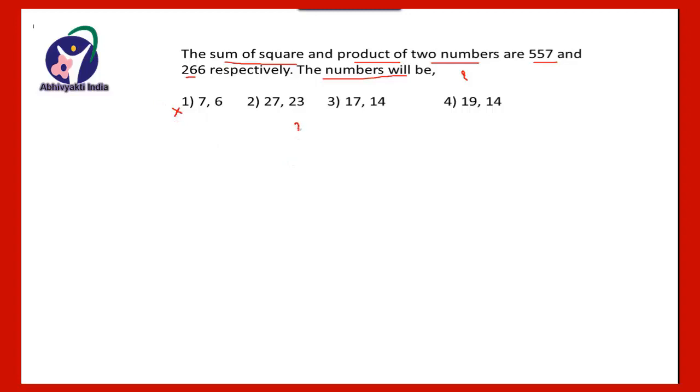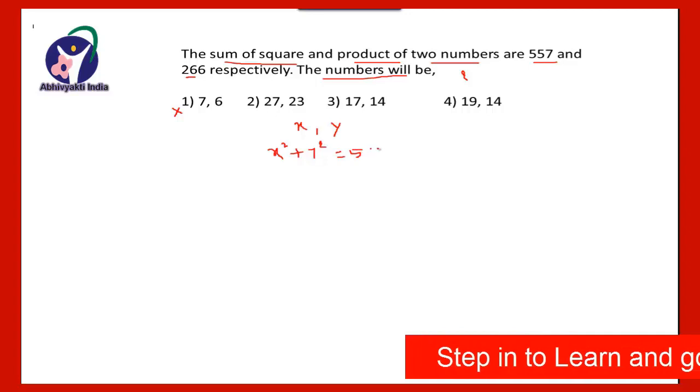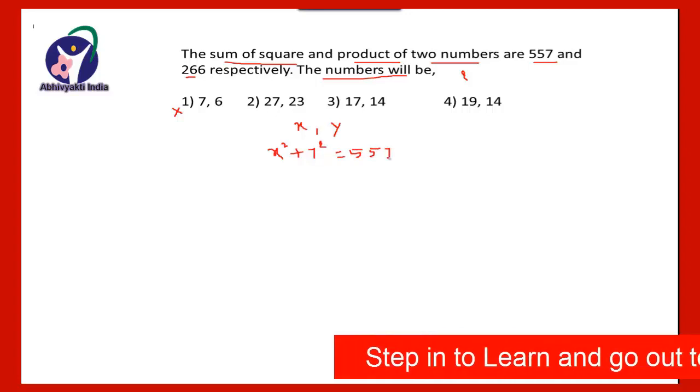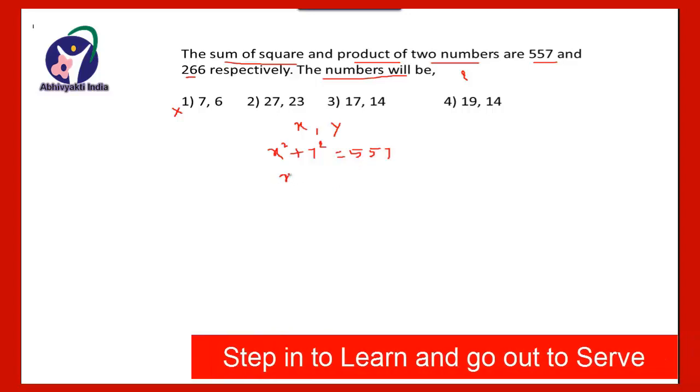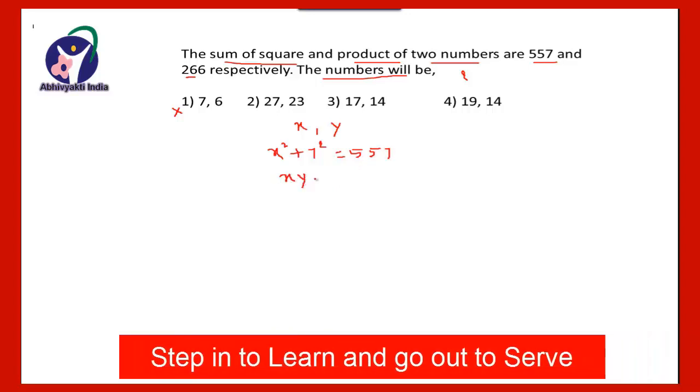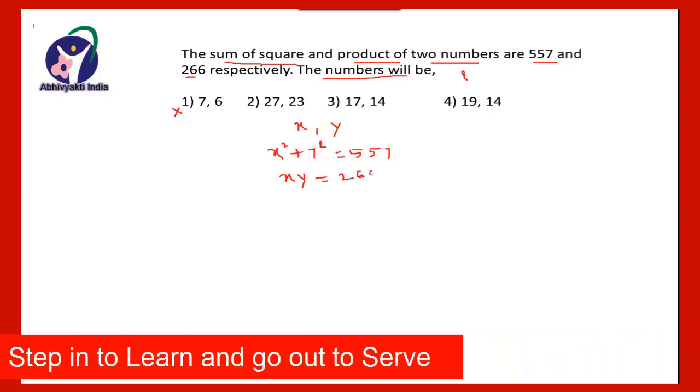So let the two numbers be x and y, and therefore by the first condition the sum of the squares, that is x square plus y square, will be equal to 557. Now the second condition is that the product of the two numbers x and y, so their product will be xy, and this product is given as 266.